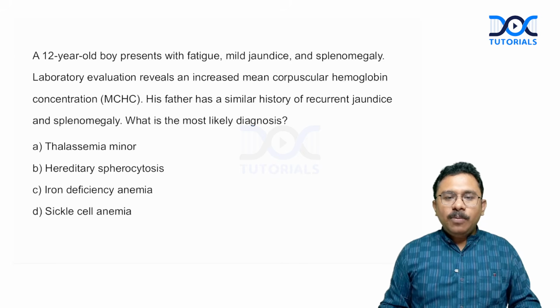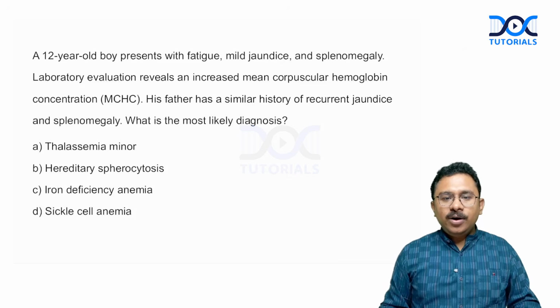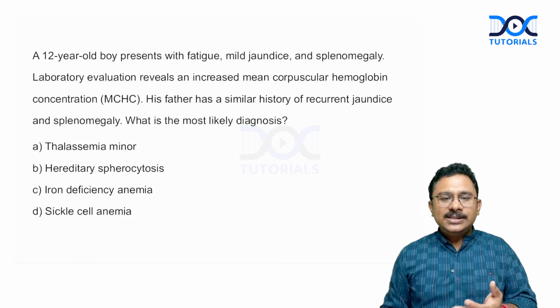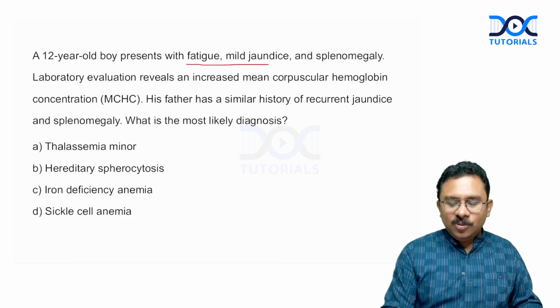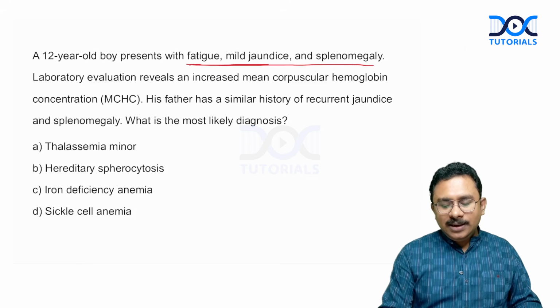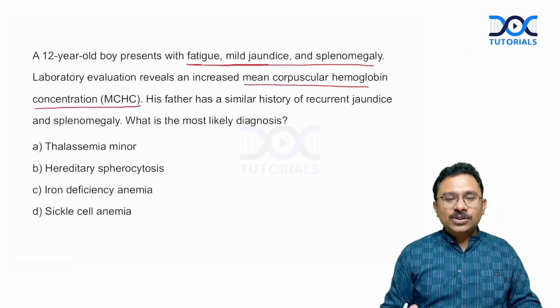A 12-year-old boy presents with fatigue, mild jaundice, and splenomegaly. Laboratory evaluation reveals increased MCHC. Father had a similar history of recurrent jaundice and splenomegaly. So, fatigue, jaundice, splenomegaly. We are considering a hemolytic anemia, increased MCHC. So, probably you've got spherocytes.